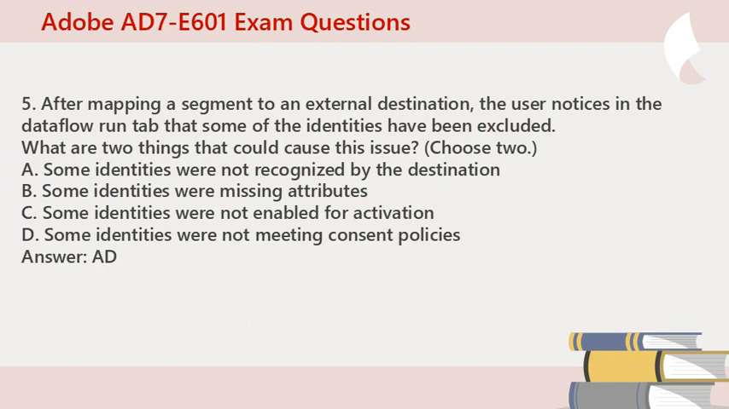5. After mapping a segment to an external destination, the user notices in the Dataflow Run tab that some of the identities have been excluded. What are two things that could cause this issue? Choose 2. A. Some identities were not recognized by the destination. B. Some identities were missing attributes. C. Some identities were not enabled for activation. D. Some identities were not meeting consent policies. Answer: A, D.